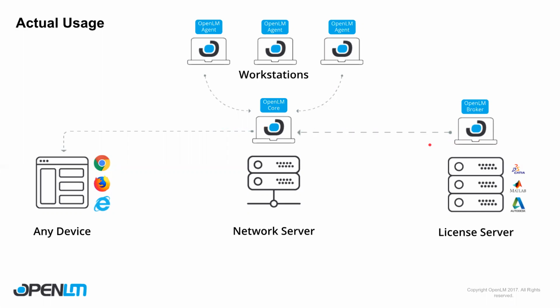So basically, in order to activate that extension, you'll need to have, of course, the OpenLM broker on the license servers, and you'll need the OpenLM agent on the workstations. So all of them transmit information to the OpenLM server, also called the OpenLM core, and the data is being viewed using any device, of course, using the browser.